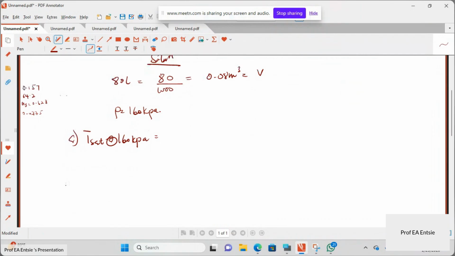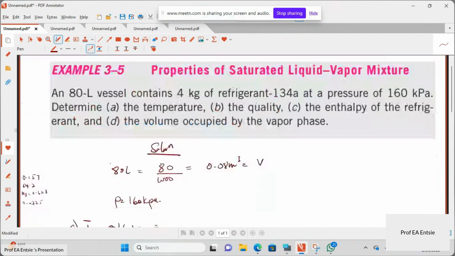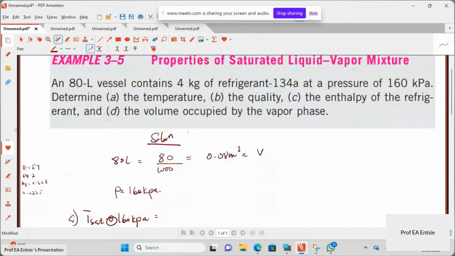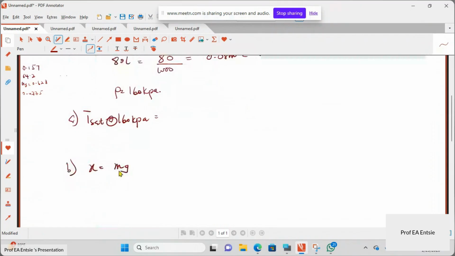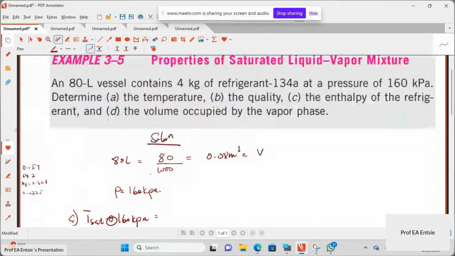Then B, quality. Since they are asking for quality, definitely the properties will be in between the saturated liquid and saturated vapor phase, what we call the saturated mixture phase, right? So quality, we know, is the mass of vapor over total mass. Are we okay?